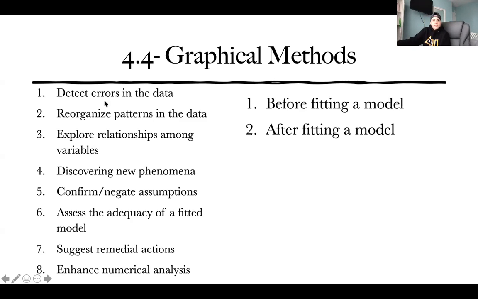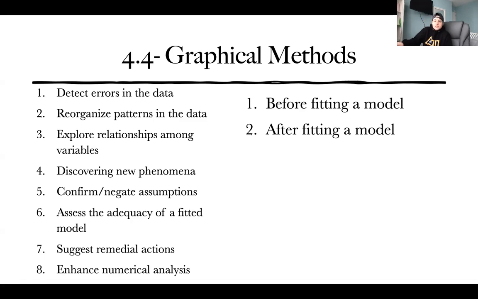If you take a look at the list on the left here, we have a list of reasons why graphical methods are very useful. We can detect errors, recognize patterns, explore relationships, discover new phenomena, which is pretty cool, confirm and negate assumptions, assess the adequacy of a fitted model, suggest some things we might need to change in the study, or suggest enhancement of numerical analysis.